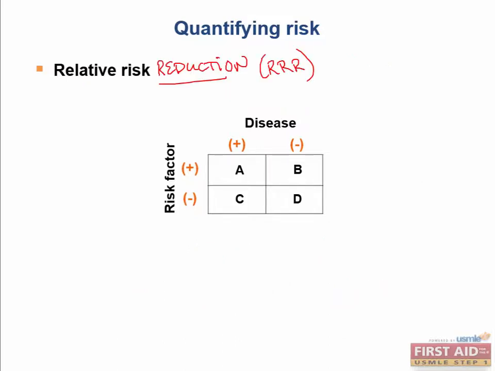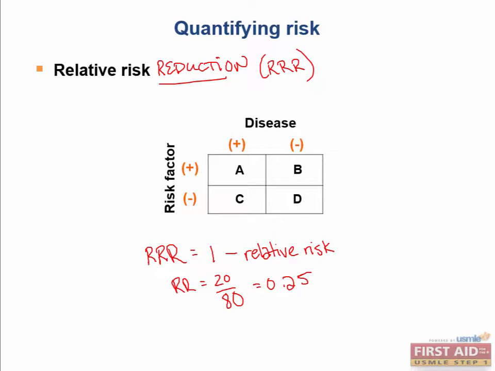So relative risk reduction is directly related to relative risk. It's the proportion of risk reduction that is attributable to the intervention as compared with the control. Relative risk reduction equals 1 minus relative risk. For example, let's suppose you're on the Titanic and you're giving out life jackets. If 20% of passengers who have life jackets drown, whereas 80% of passengers without life jackets drown, then the relative risk is 20 over 80, or 0.25, whereas the relative risk reduction is 0.75. The relative risk reduction of drowning with a life vest is 0.75.